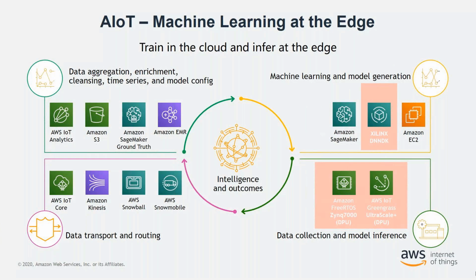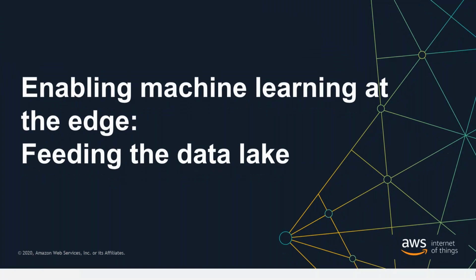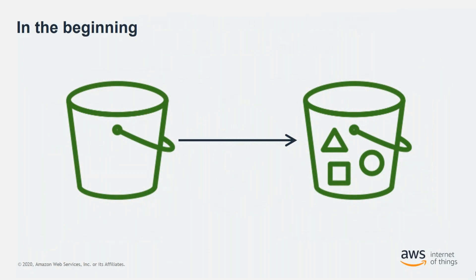So let's go forward onto the next section and understand, well, that lower left-hand quadrant, what do we need to do to feed that data lake? How can we use IoT Core or Kinesis or AWS Snowball or even Snowmobile to bring data up into the AWS Cloud? Because in the beginning, you have nothing, right? In the beginning, you don't have a data lake and you need to seed that data.